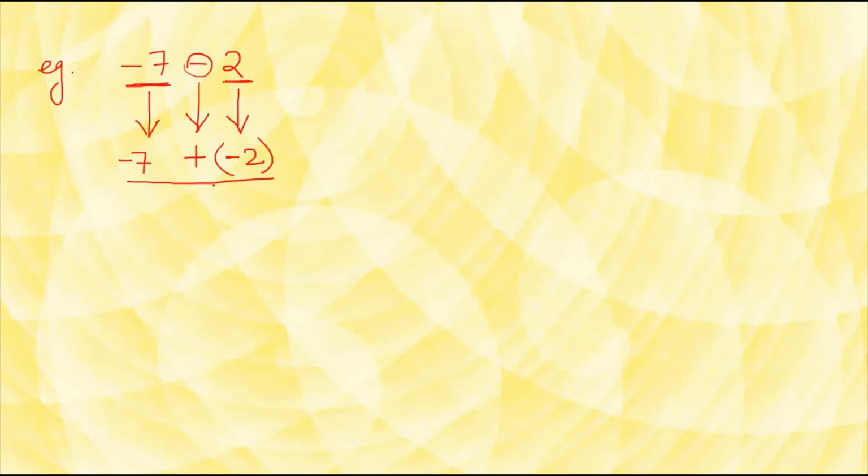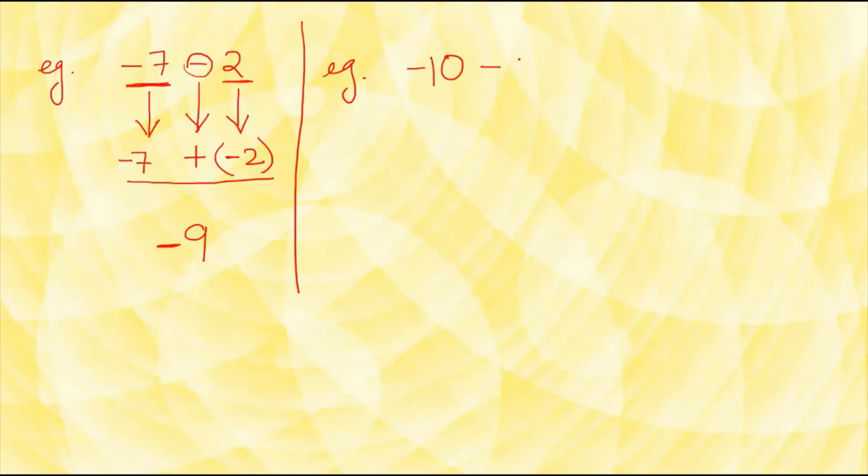Now this is our addition sum. So we are simply going to follow the rules for addition and solve it. Both the numbers are having same sign, which means add the numbers and then write down the common sign. So this is how we are supposed to perform subtraction of integers. One more example we'll take.